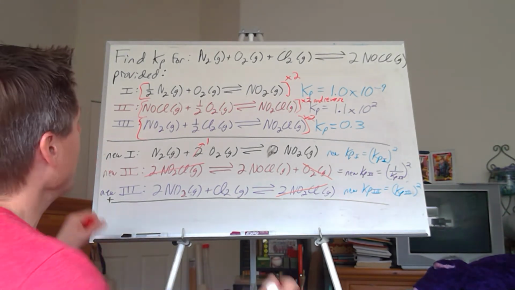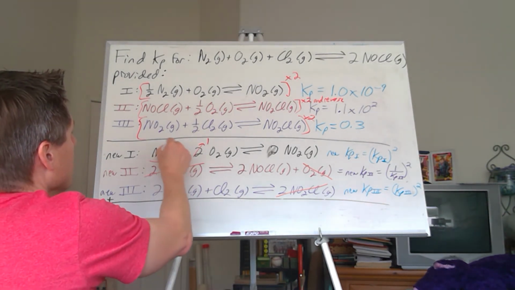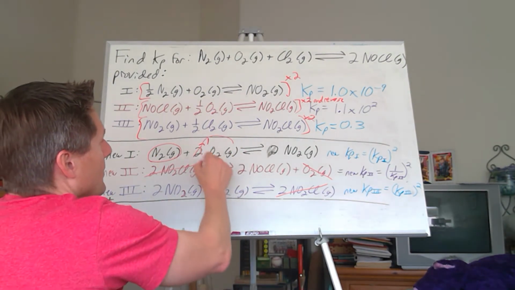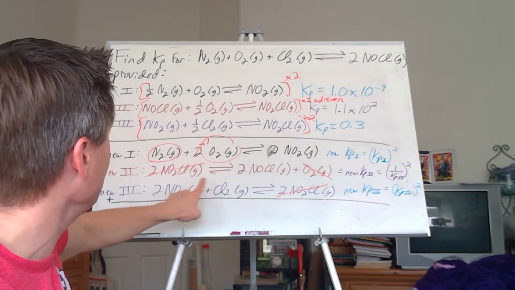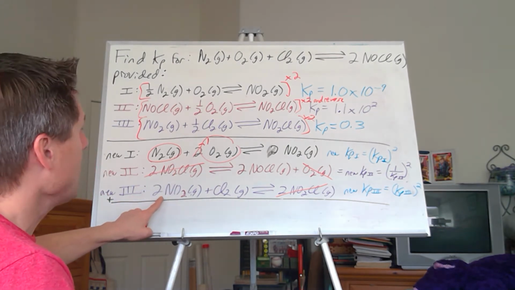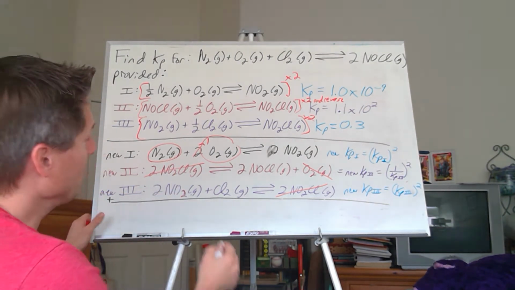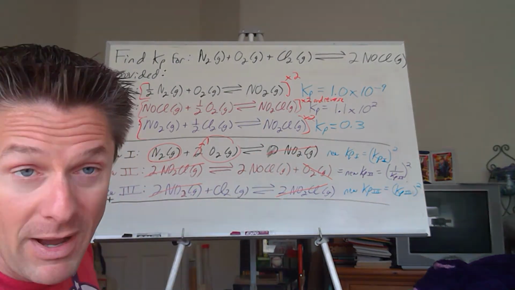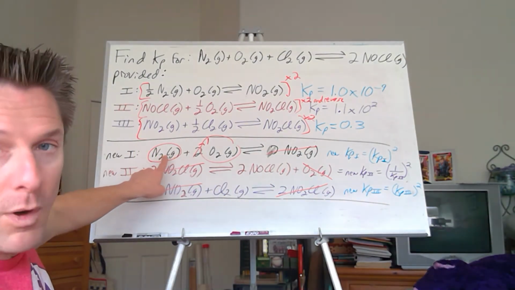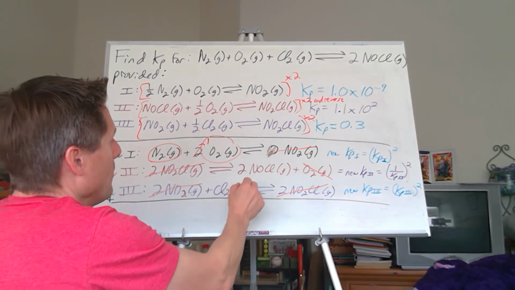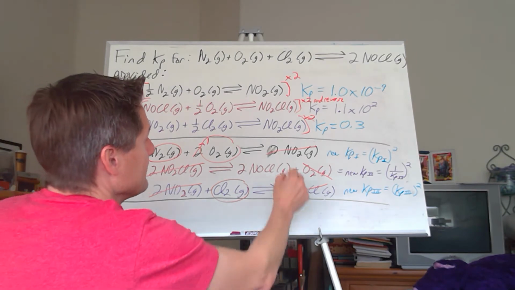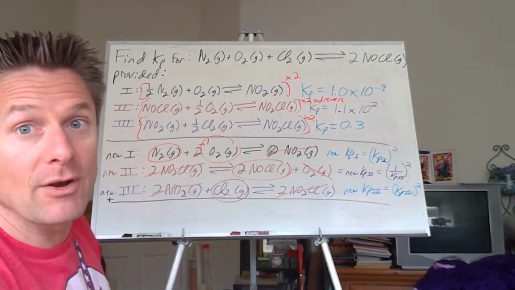So what I'm going to have left is this 1 mole of nitrogen gas plus 1 mole of oxygen gas. That's gone. Oh, look at this. I have 2 moles of NO2 here and 2 moles of NO2 there. Those go bye-bye. So I'm going to get 1 mole of nitrogen, 1 mole of oxygen, 1 mole of chlorine. That's the only thing left on the left-hand side. And on the right-hand side, the only thing left is my 2 NOCl.